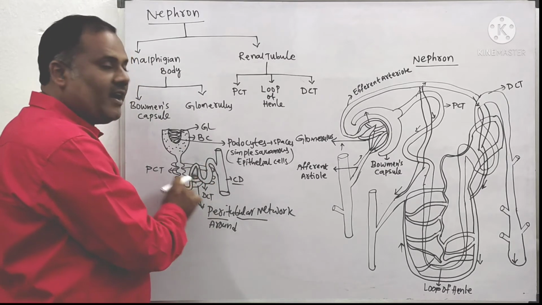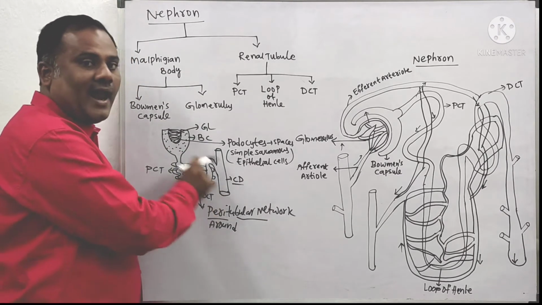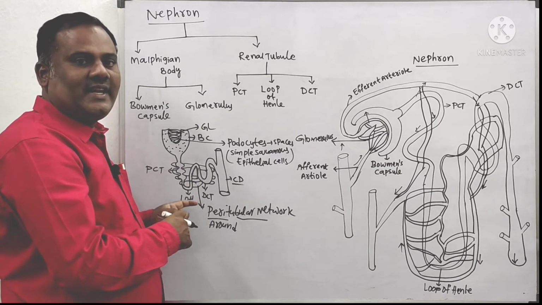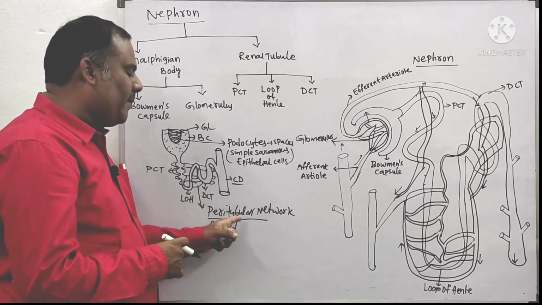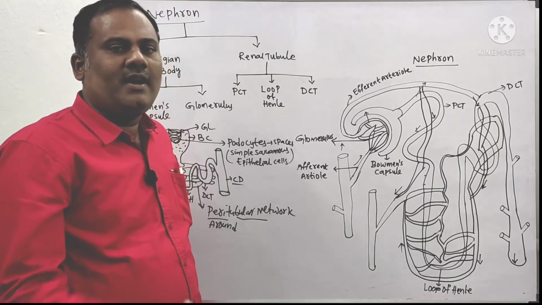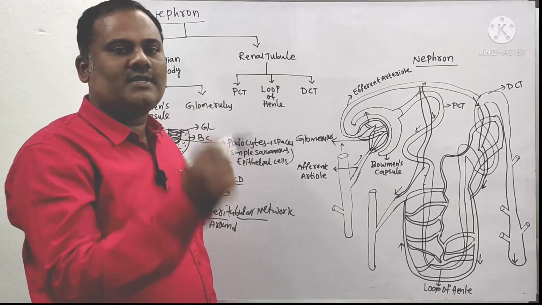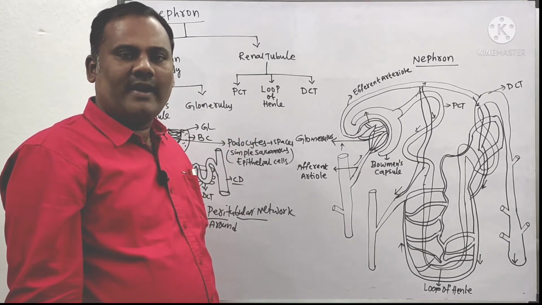Network means small capillary-like structures which are surrounding the PCT, DCT and loop of Henle. That is called the peritubular network. So the peritubular network is nothing but fine capillaries surrounding all this tubular portion. That is called a peritubular network.